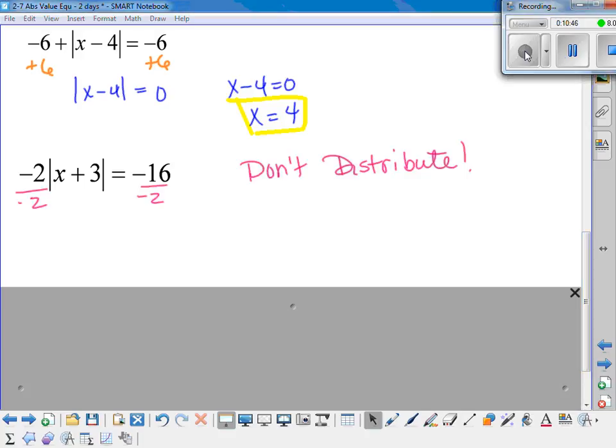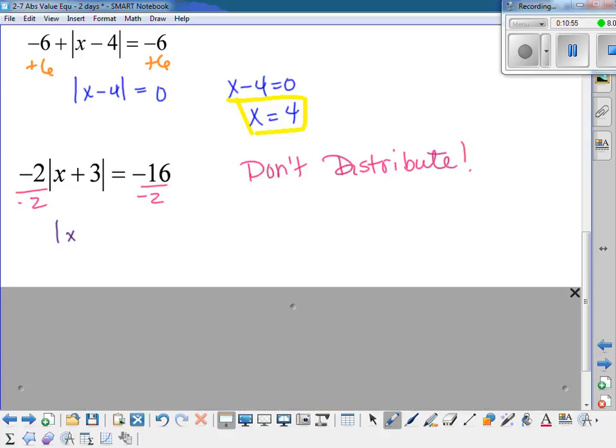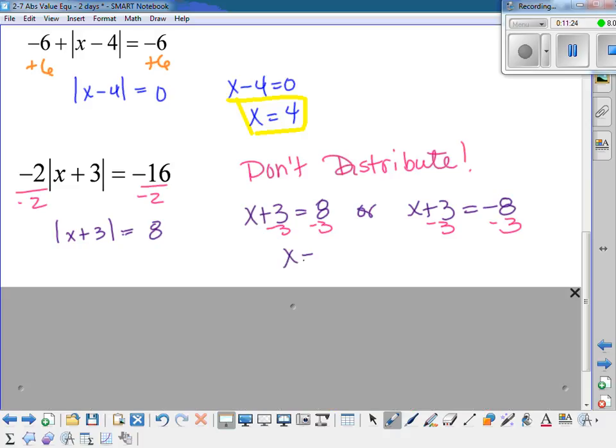Okay, so hopefully you remember, don't distribute, you have to divide. So if I divide both sides by negative 2, then I'm left with the absolute value of x plus 3 is equal to positive 8. So at first it might have looked like this was going to be no solution, but when I divided out the negative 2, I have a positive number. So now I have to write the positive and negative cases. That means that x plus 3 equals 8, or x plus 3 equals negative 8. And so we subtract 3 from both sides on both of those equations. And I get that x is equal to 5, or negative 11.